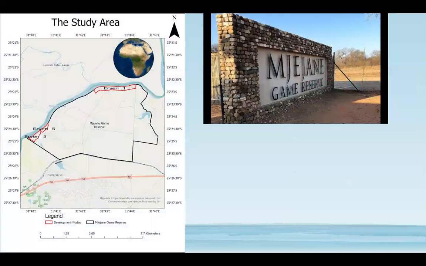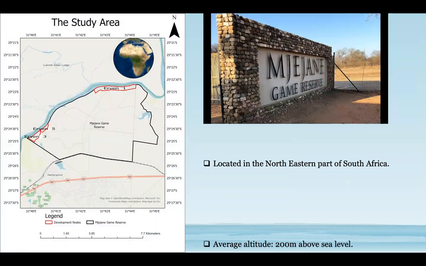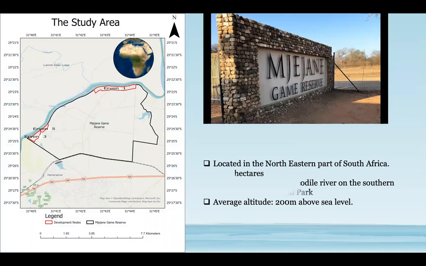The study area is located in northeastern part of South Africa with an average altitude of about 200 meters above sea level, covering an area of around 400 hectares of land. On the southern end of Kruger National Park, the study area lies on the banks of Crocodile River.